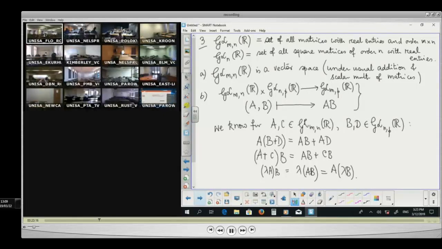Well, you cannot have AC because both are m cross n order matrices, right? Clear? So, I didn't write anything new. This is actually nothing else but matrix operations written in this new language of sets and functions. Okay? Clear? Yes. Okay.